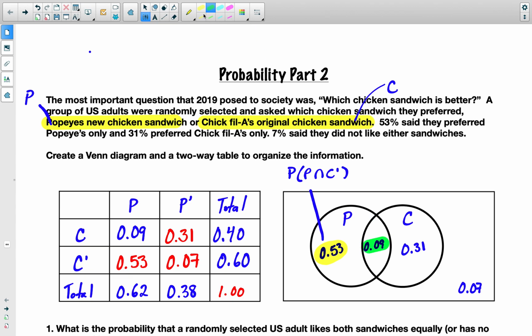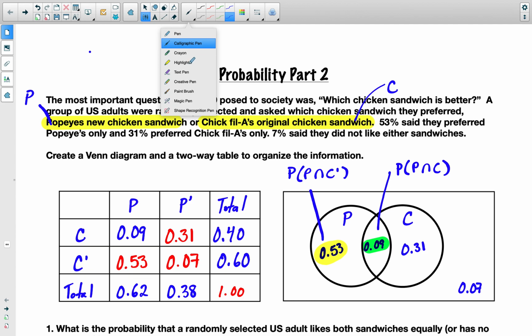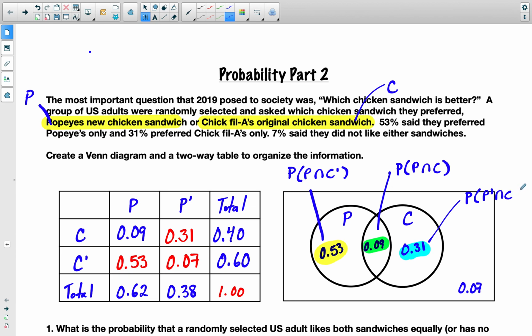This number, if I was to write that with notation, would be the probability of Popeyes and Chick-fil-A. And this number, if I was to write that, would be the probability of Popeyes, not Popeyes, and preferring Chick-fil-A. And then 7%, I can write that with probability notation as well. It's the probability that they don't like Popeyes and they don't like Chick-fil-A. It's good to know the different notation.